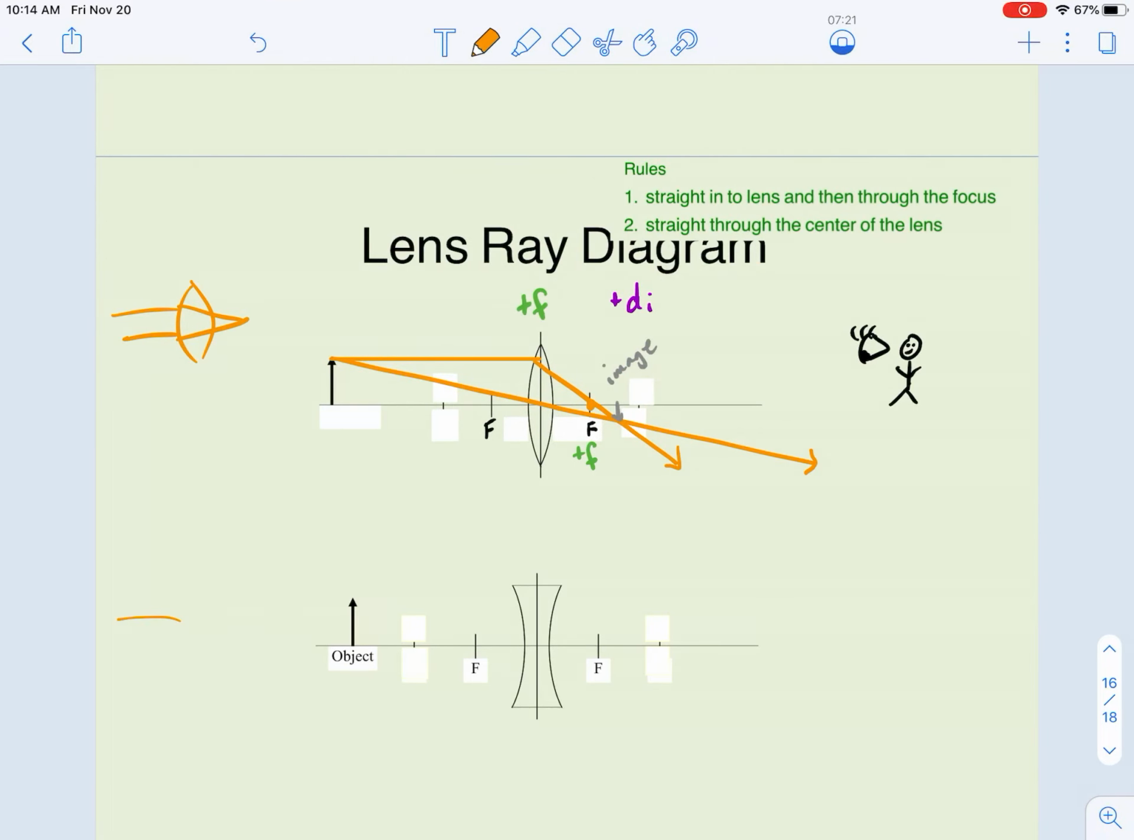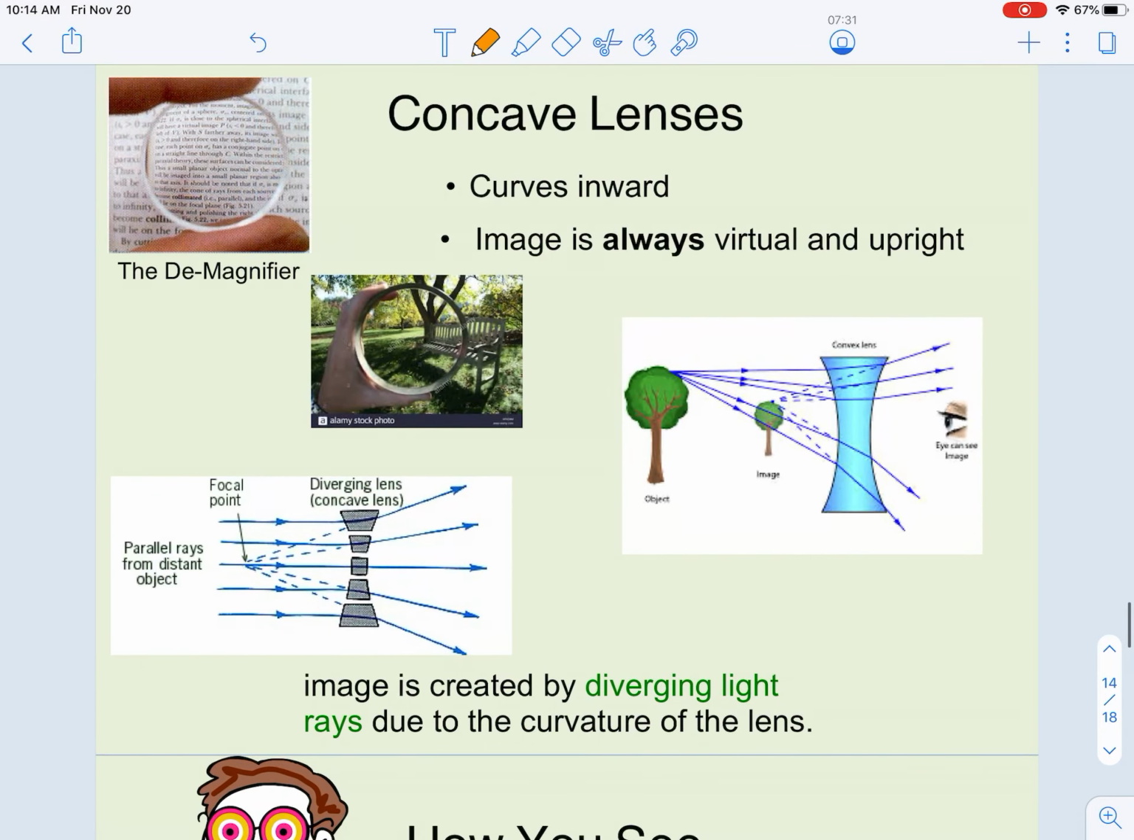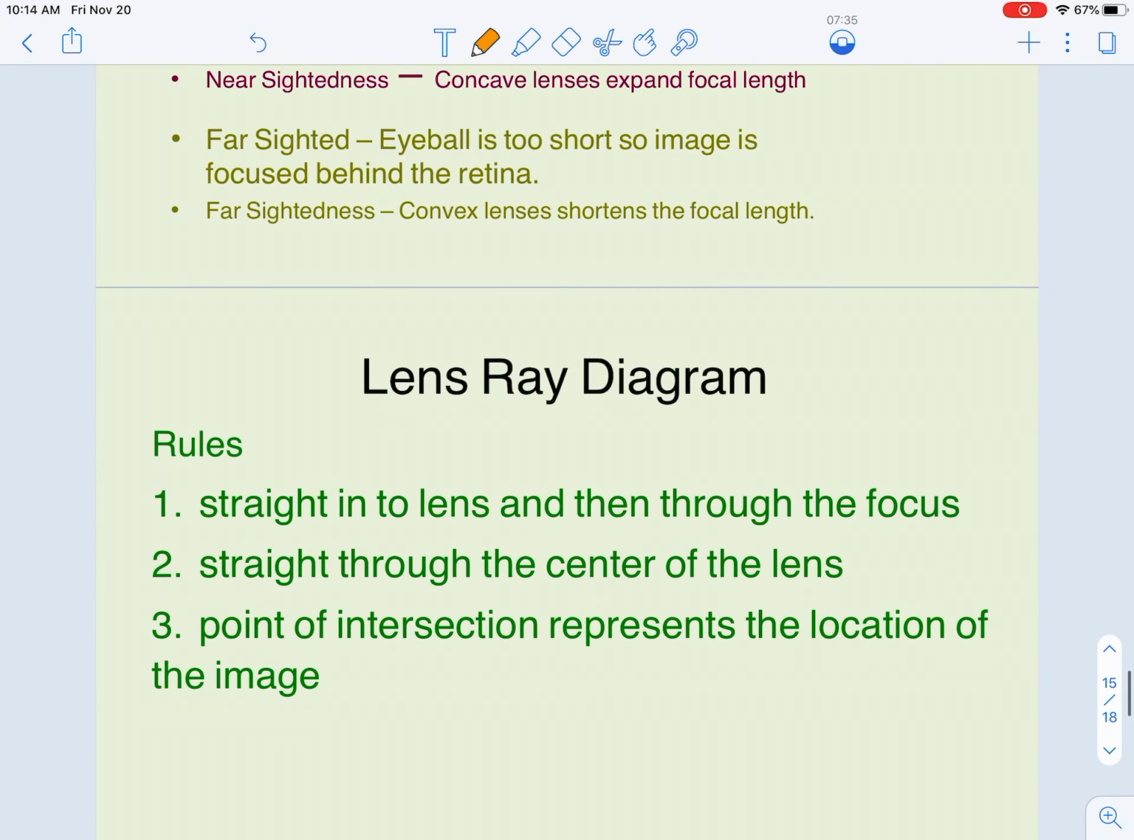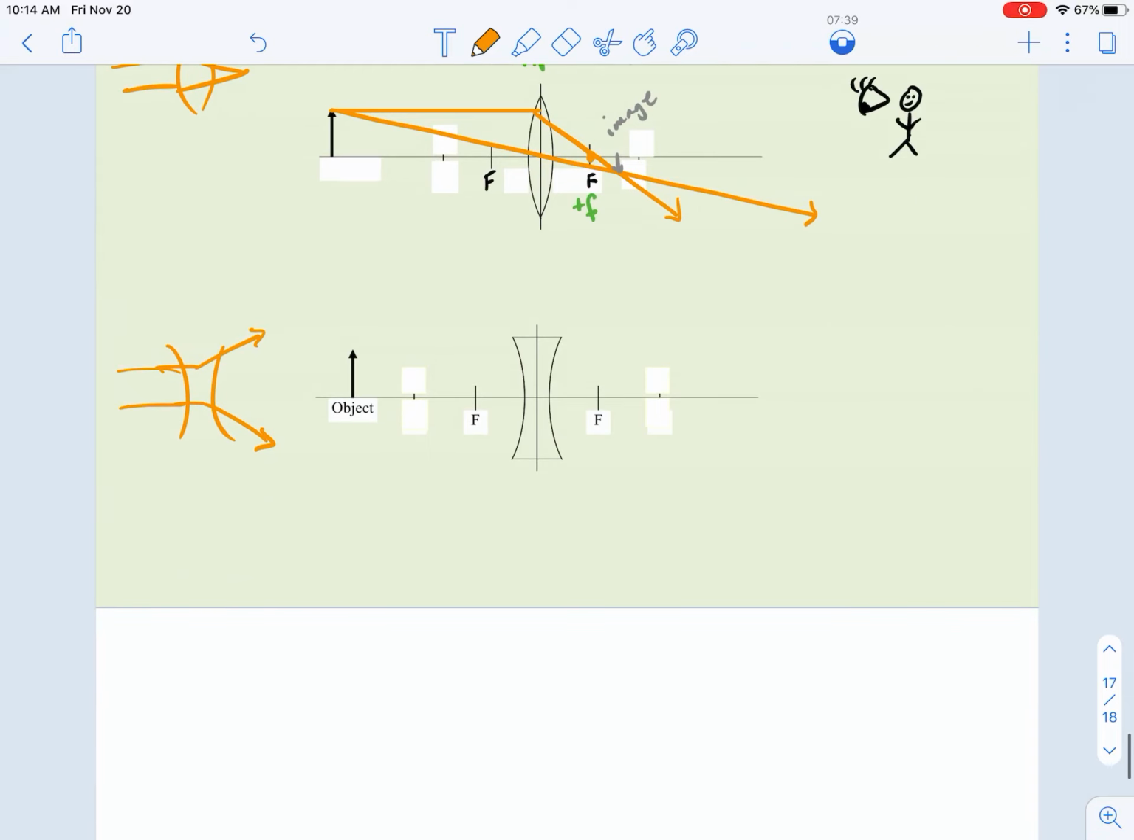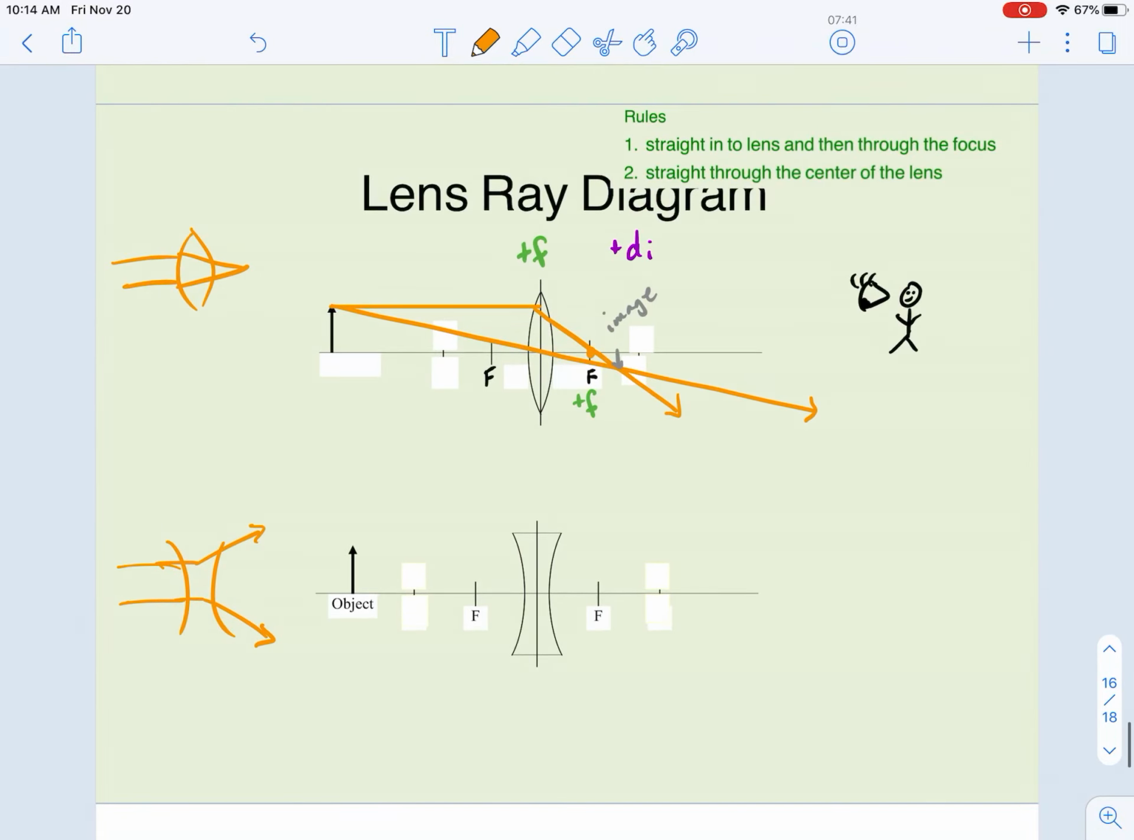Okay, now when we look at our diverging lens, our concave lens down here at the bottom, we expect that the light that comes into our concave lens will come in and then spread out, right? Looking back at our notes, that is indeed what we saw illustrated in the different examples we looked at last time. So we want our light to go straight into the lens, and once again, make sure you go straight into the center of that lens.